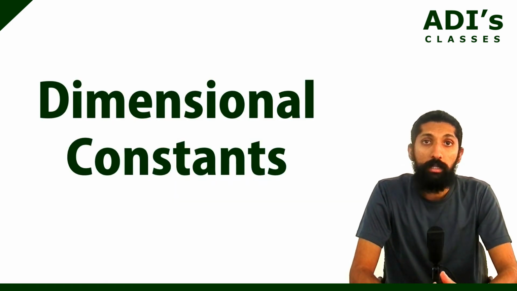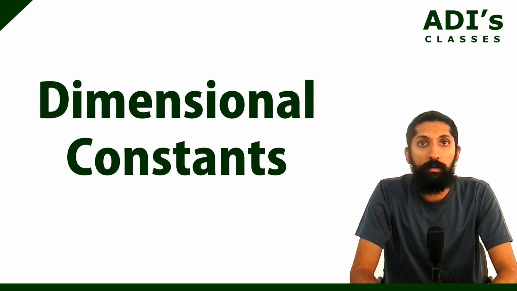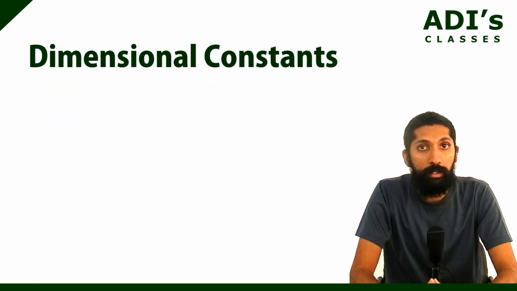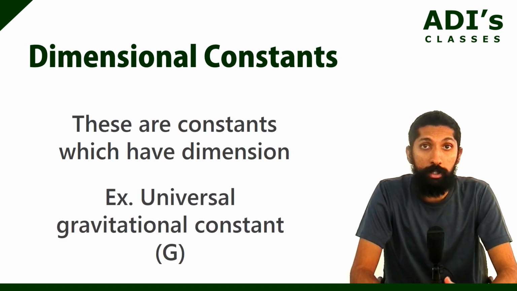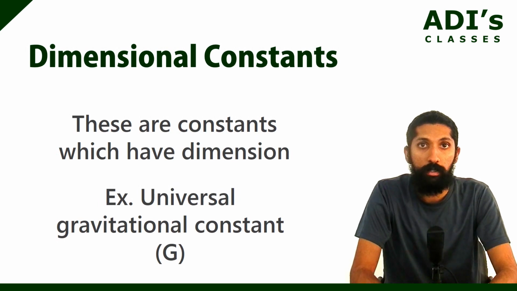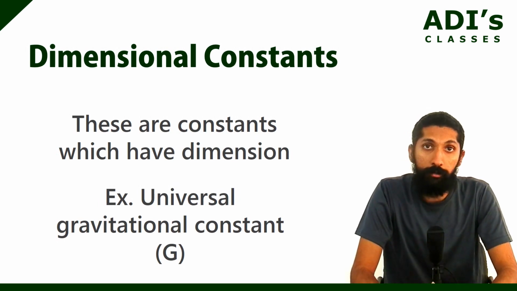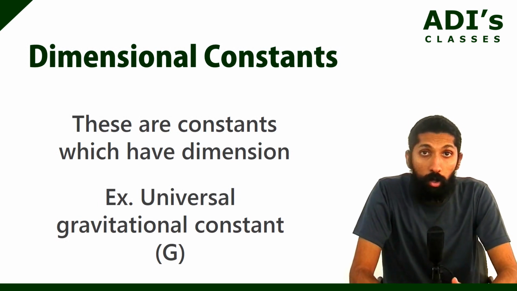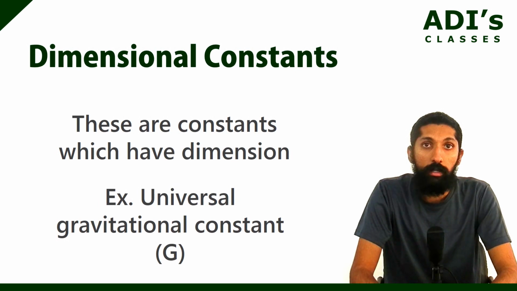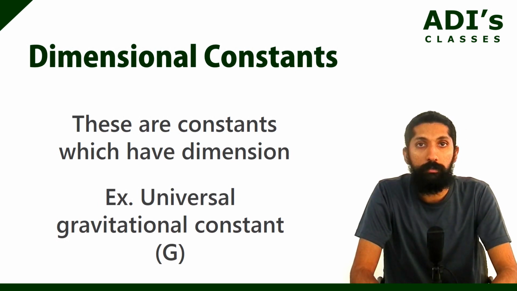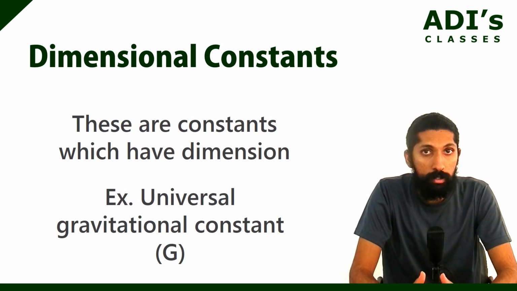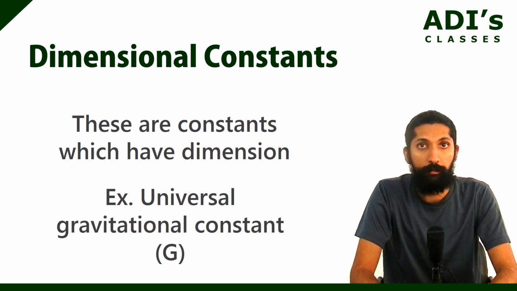Now what are these? These are constants which have dimension. The best example for this is the universal gravitational constant, capital G. See, that's a constant which has dimension, isn't it? And along with that, we can also name the velocity of light in vacuum. That's also a constant. So like this, you have a lot of things, right? There are lots of physical quantities which are dimensional constants. This is the first type.